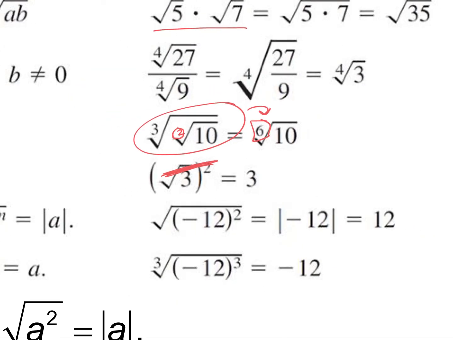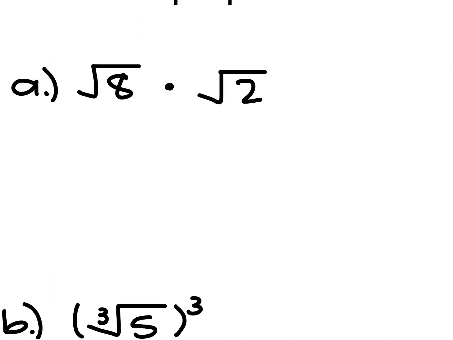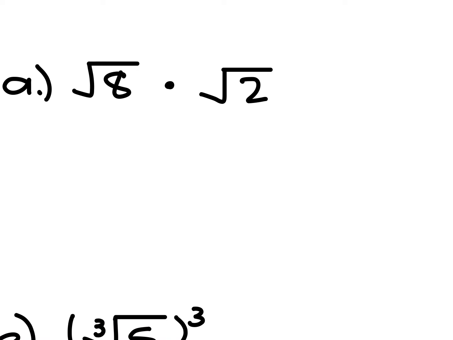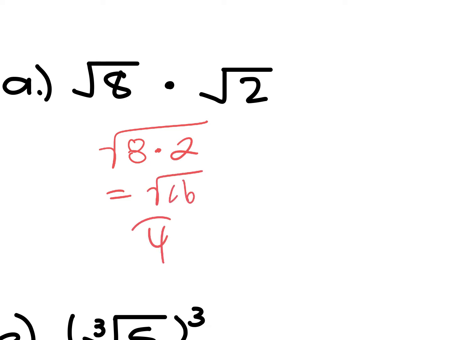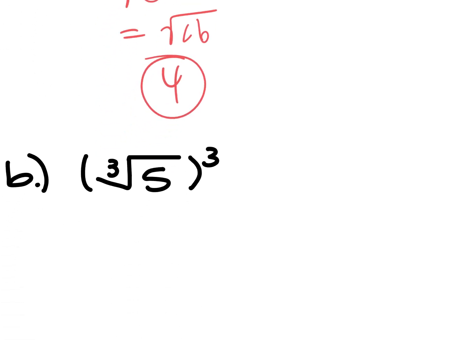So let's apply some of these properties. Square root of 8 and the square root of 2. Are they both inside of a house? Yeah. They are. So I can rewrite it as the square root of 8 times 2. And when I do that, what is 8 times 2? Do we know what the square root of 16 is? There you go. Good. Very good. What do you notice about B?